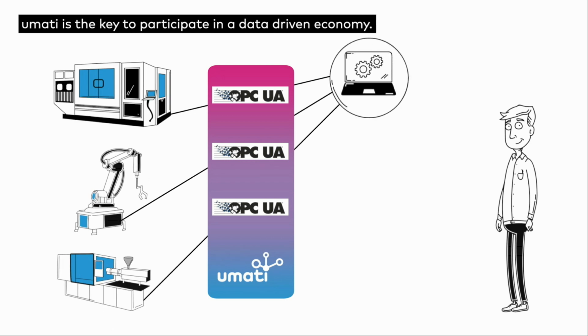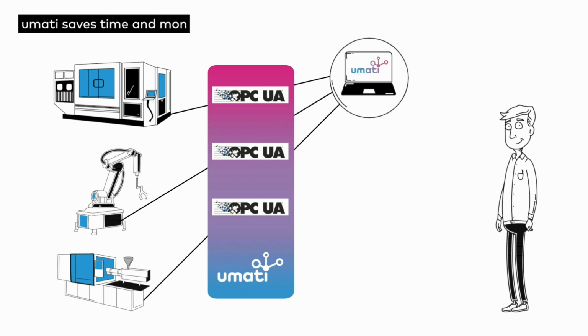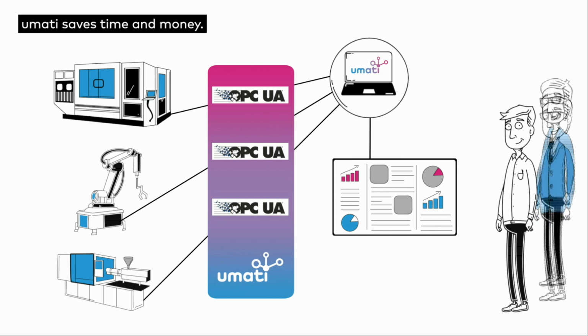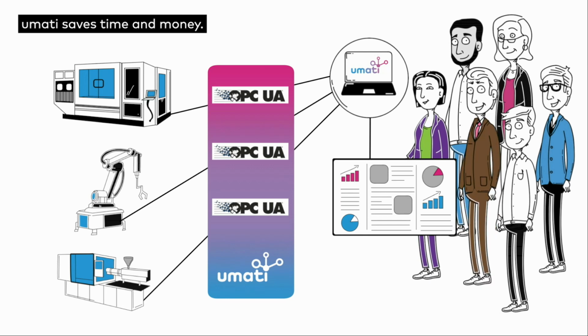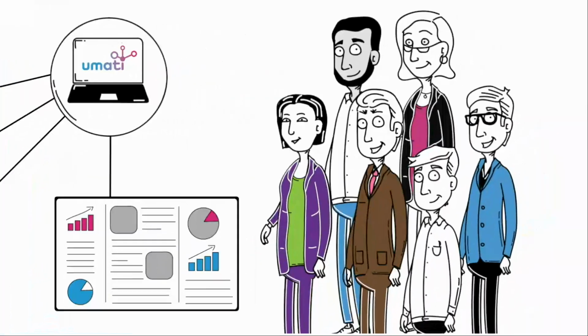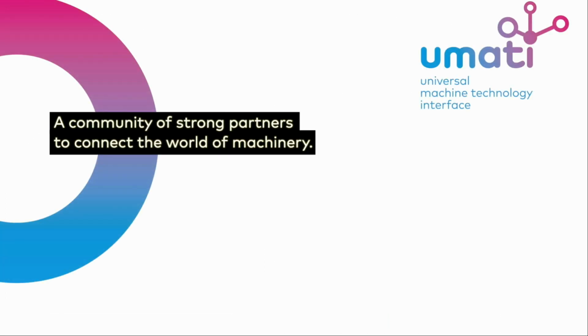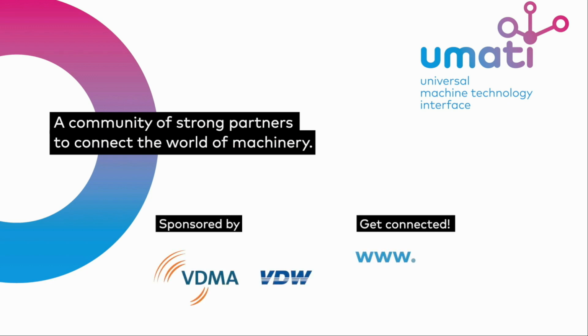It's now easy for John to use and analyze all the data, gaining access to important information such as machine status, errors, and key performance indicators. Increases the efficiency of his production significantly, saving him time and money. And because Umati is a global initiative that is still developing, it is guaranteed to keep pace with requirements as they evolve. John is excited. He's ready for the future. Umati, a community of strong partners connecting the world of machinery. Stay tuned and get connected online.